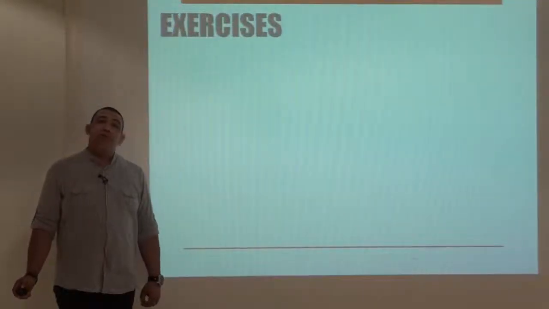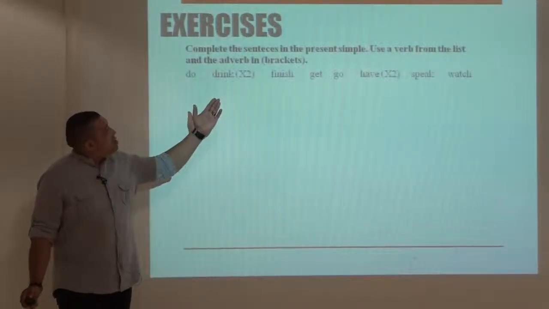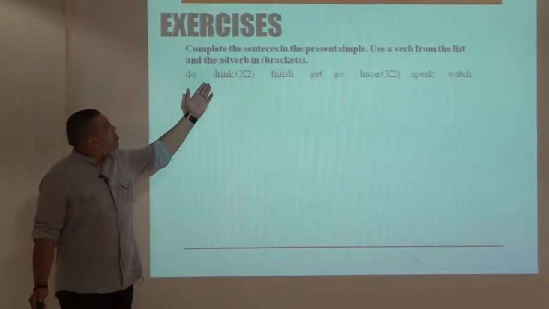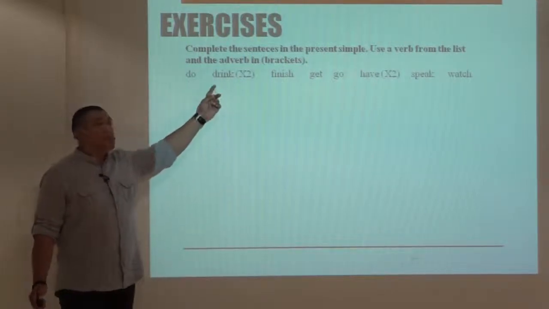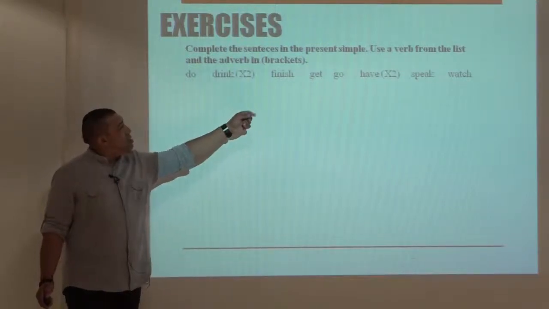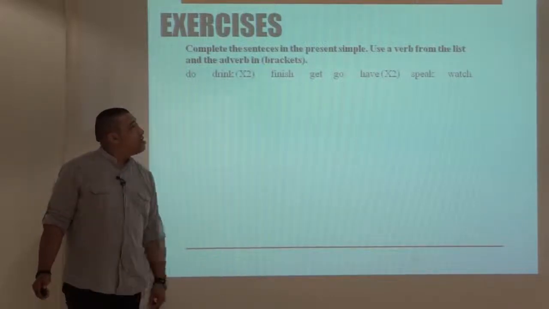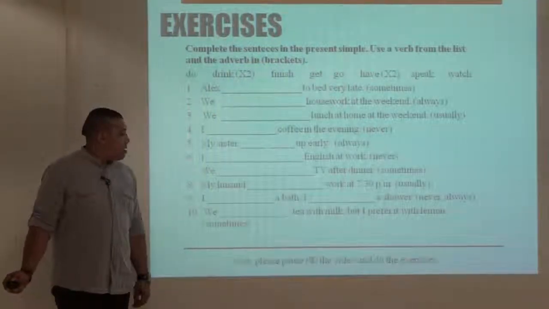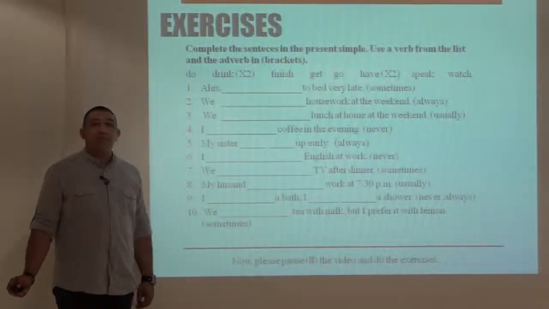Now, let's do more practice. Complete the sentences in the present simple. Use a verb from the list and do the adverbs in brackets. We have the verbs like do, drink. We can use drink 2 times. Finish, get, go, have. Again, you can use have 2 times. And speak and watch. Now, please pause the video and do the exercises.